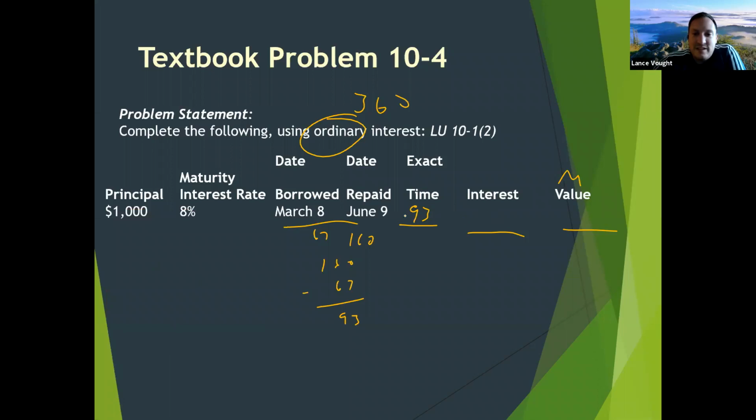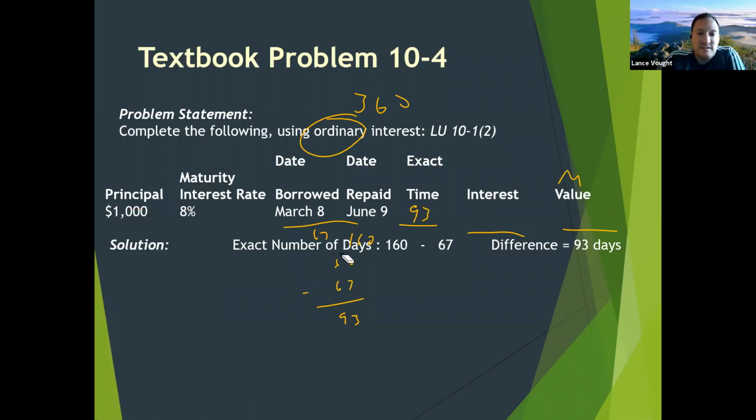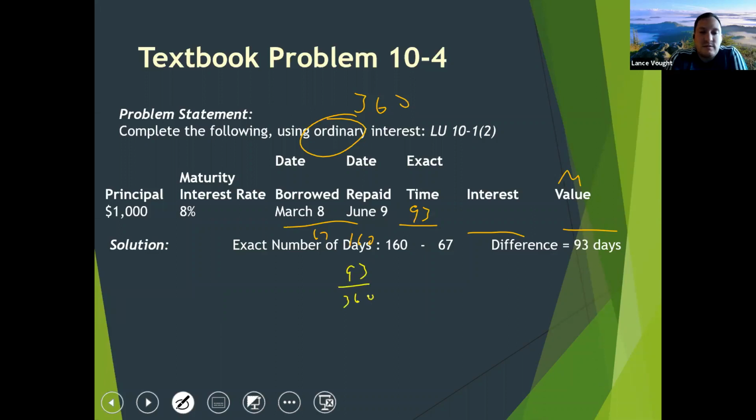So now that we know that this is 93, we can plug in 93 over 360 for our t value. And then if this is 8%, we convert it to 0.08. And then our principal is 1,000. So our interest is 93 over 360 times 0.08 times 1,000, and we get about $20.67 as our interest. And then our maturity value is just 1,020.67.